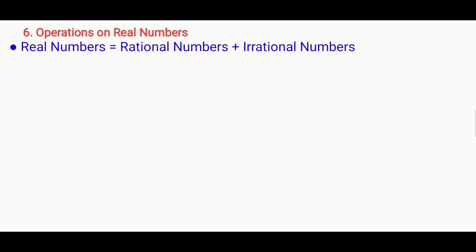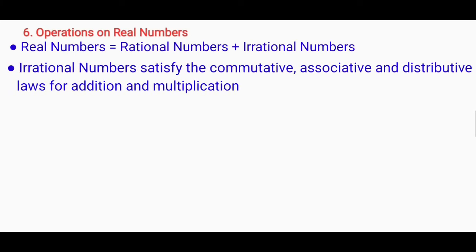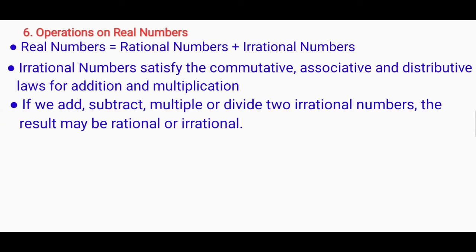So it means they are closed under addition, multiplication, subtraction and division. Irrational numbers also satisfy the commutative, associative and distributive laws for addition and multiplication. But if we add, subtract, multiply or divide two irrationals, the result may be rational or irrational. Let's take one example over here.